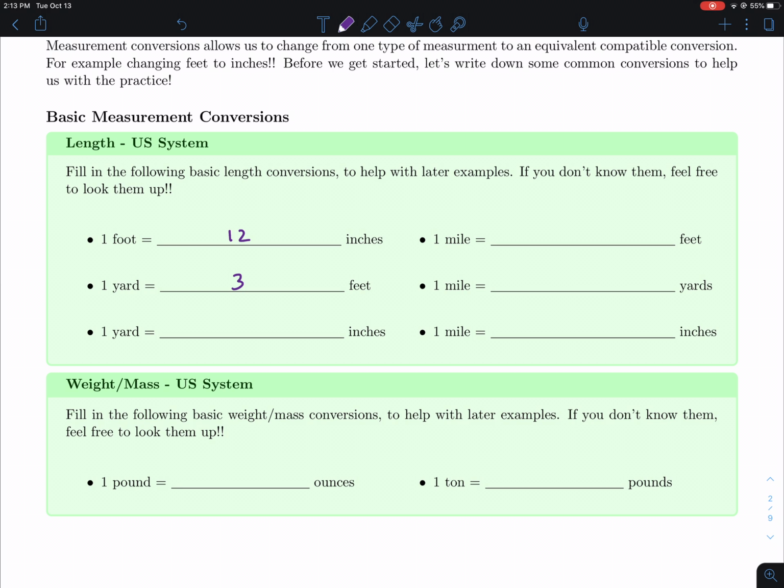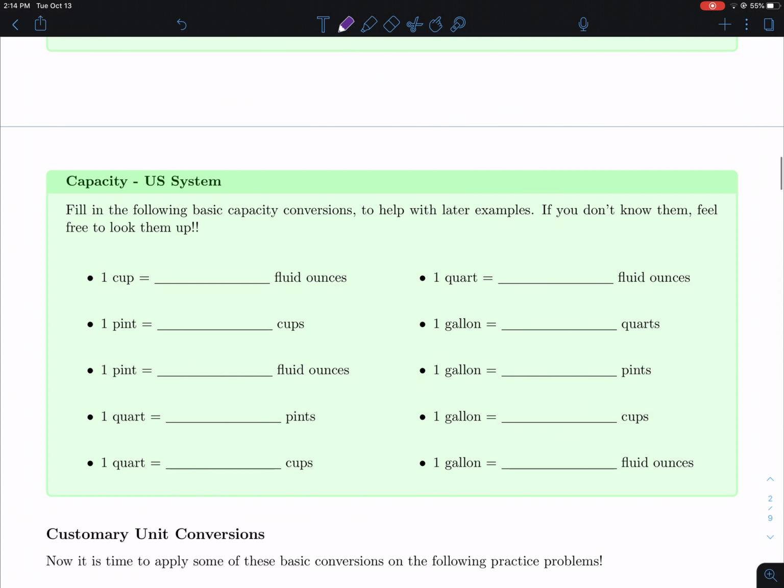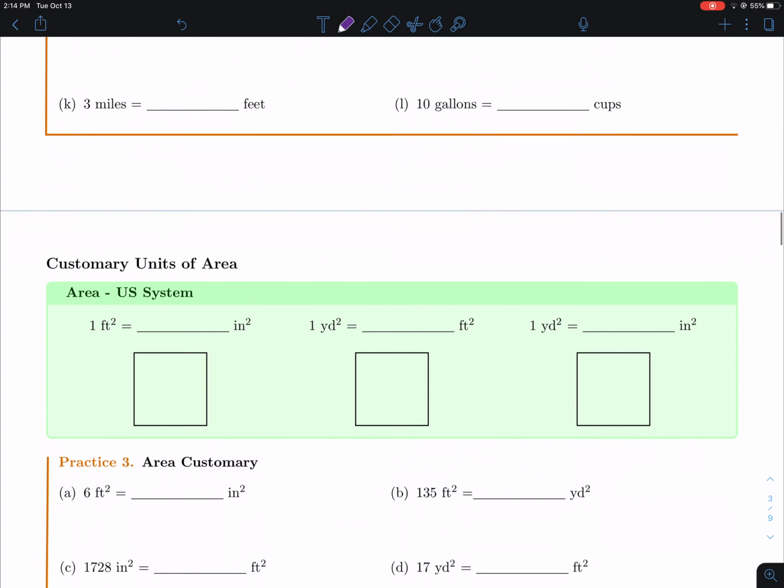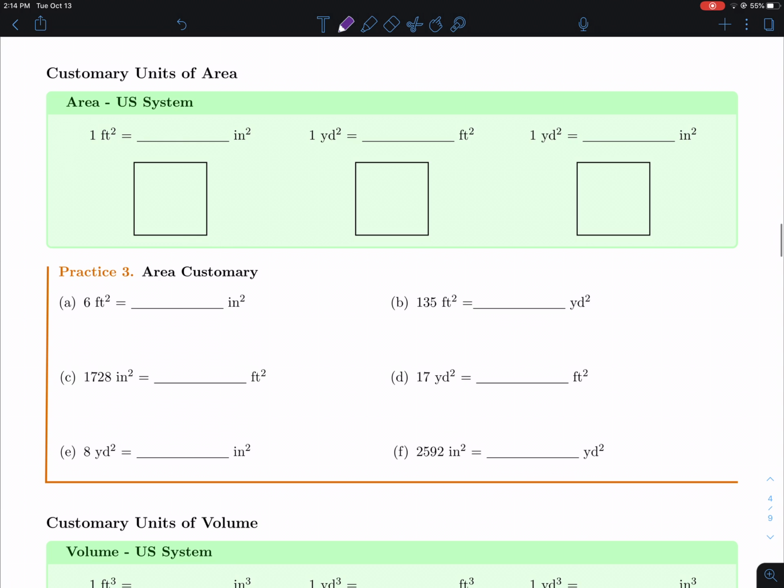And if there's ones you don't know, look them up. I don't expect necessarily people to recognize how many feet are in a mile and stuff like that. So feel free, if there's things you don't know, Google it, look it up, so that way you can fill out this chart. And then once you do that, we'll have a bunch of practice problems where you're actually converting 60 inches into feet, 5 yards into feet, 8,000 pounds into tons, all kinds of different weights and units and stuff like that. And then after that, we're going to move into area.